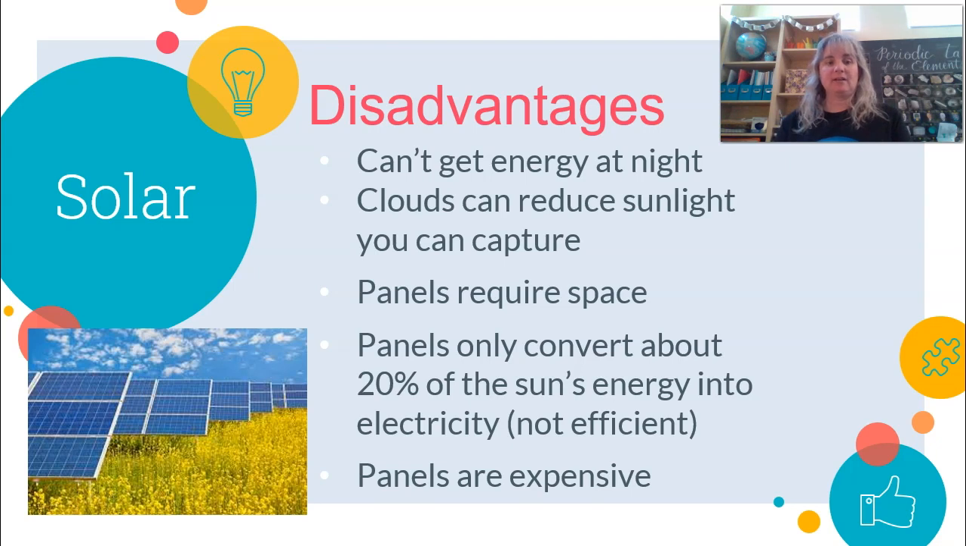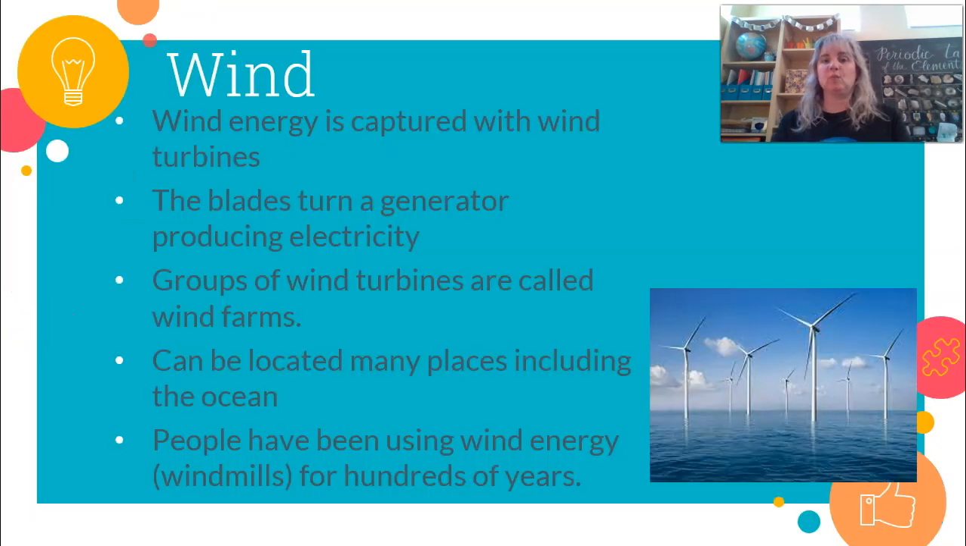The next technology for renewable energy is wind. Wind energy is captured with wind turbines. The blades turn a generator producing electricity. Inside these turbines, they're moving a generator, and that electricity travels down. Groups of wind turbines are called wind farms. They can be located in a lot of different places: in the mountains, near farmland, or in the ocean.